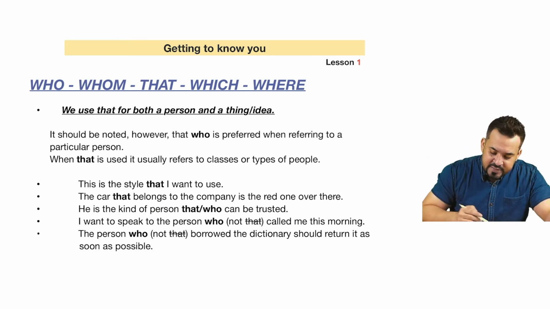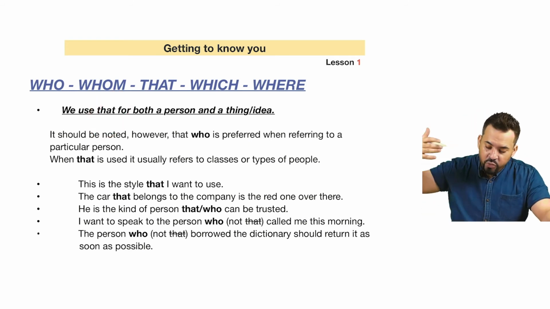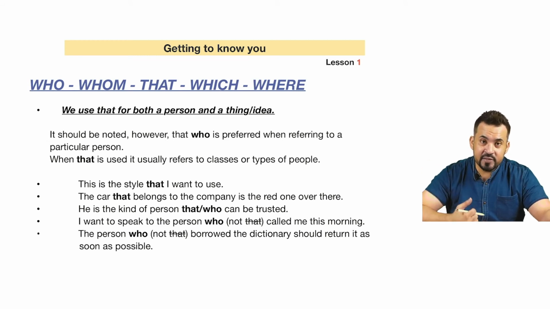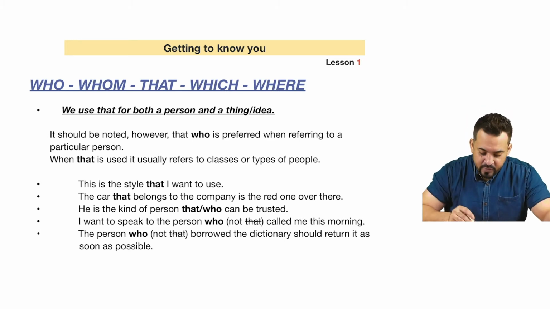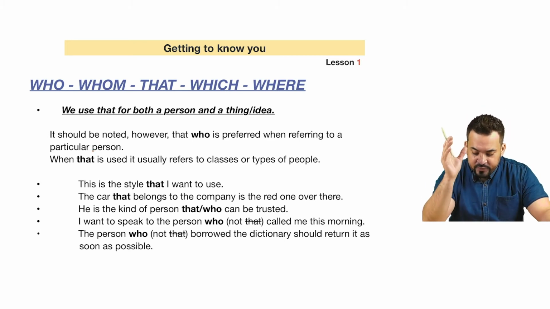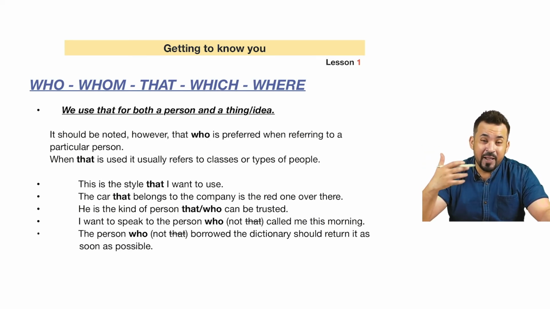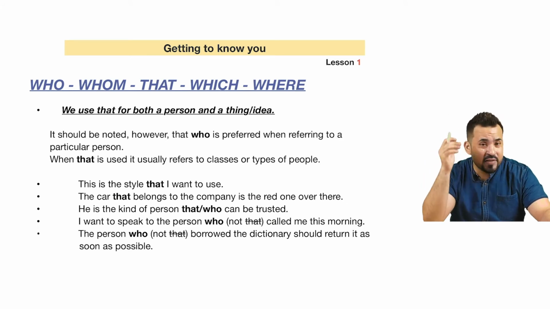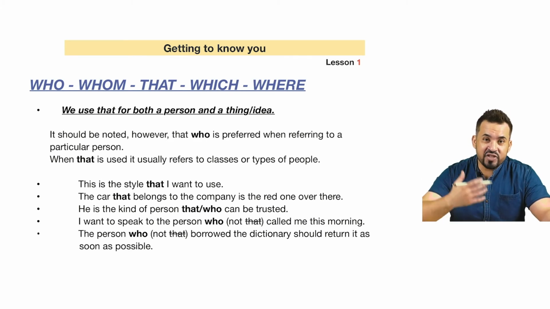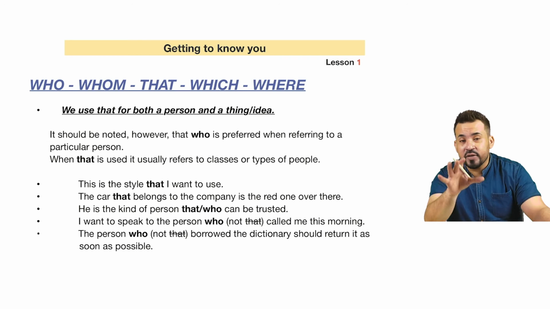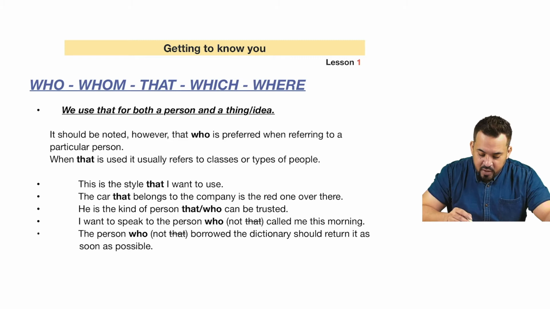Okay, now let's take a look at that. We use that for both things, people, or ideas. So that could replace who or which. It should be noted, however, that who is preferred when referring to a particular person. What does that mean? That means if we talk about people, it's better to use who. It's just grammatically better, but you can also use that. It's also correct.